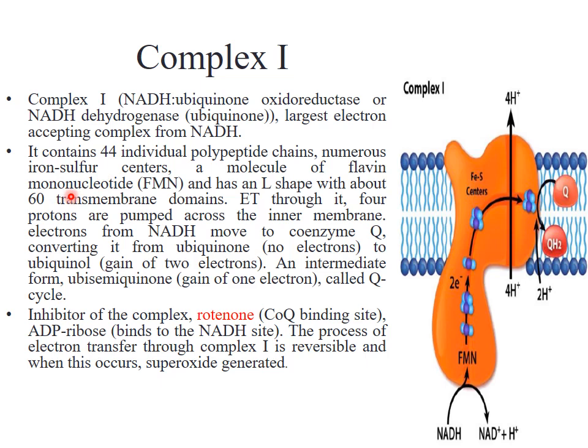Through electron transfer, four protons are pumped across the inner membrane. Electrons from NADH move to coenzyme Q, converting it from ubiquinone, which contains no electrons, to ubiquinol, with a gain of two electrons. An intermediate form, ubisemiquinone, also exists, which contains only one electron, and the whole process is called the Q cycle.